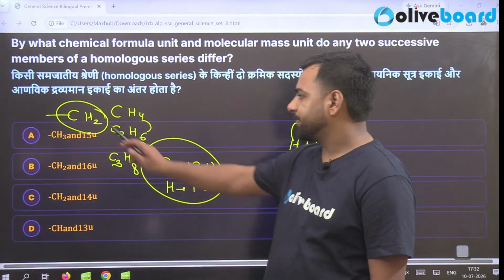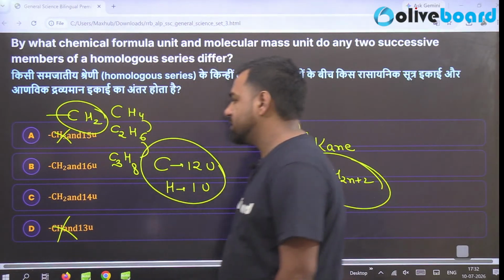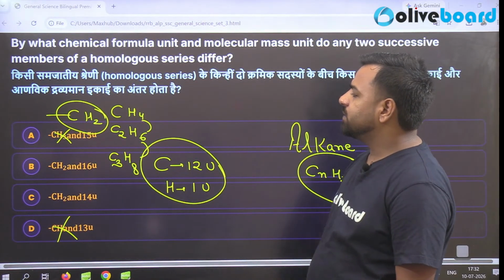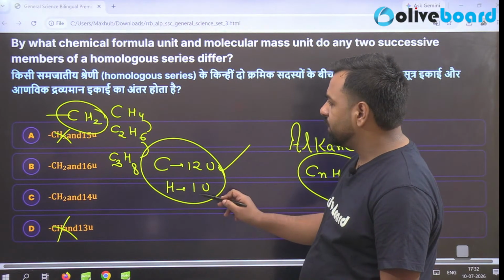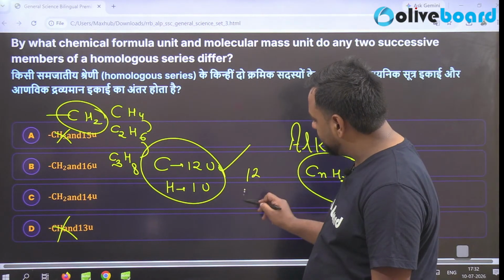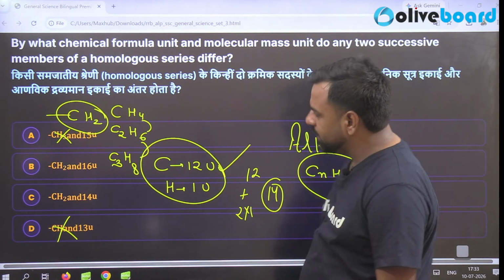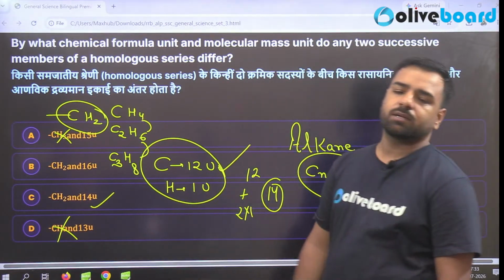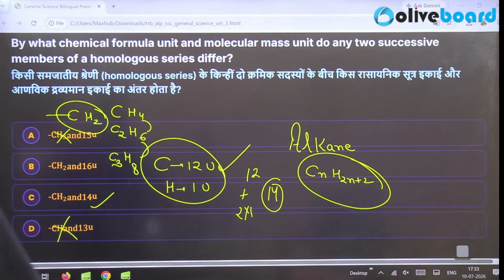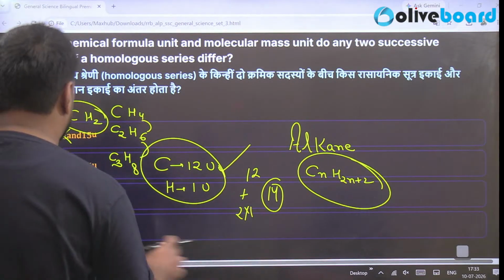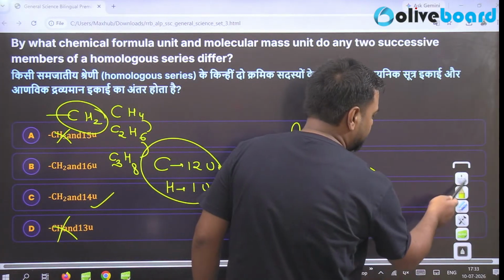So here it is CH2, so either B will be the answer or C will be the answer, right? Now since we are talking about carbon, as discussed, it's 12 units and 1 unit for a single hydrogen, so it will be 12 plus 2 cross 1, so it will be 14, and you can see the 14 in option C. Any doubts, guys? Because these questions are simple, but the point is it looks typical. So if you want to understand it in a better way, I can teach you again.